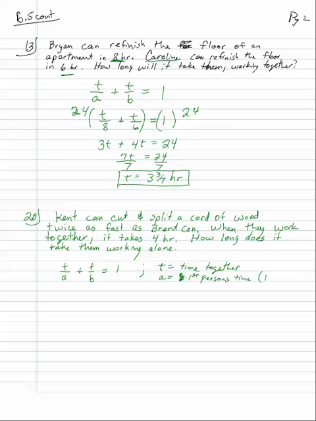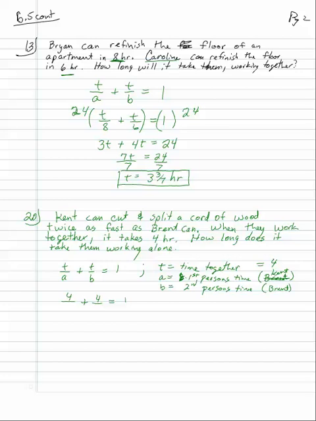Alone. And B is the second person working alone, which in this case is, I don't know, I said that wrong. This one's Kent, and this one's Brent. Alright, so the total time here is, in this case, going to be 4. And we have this relationship.